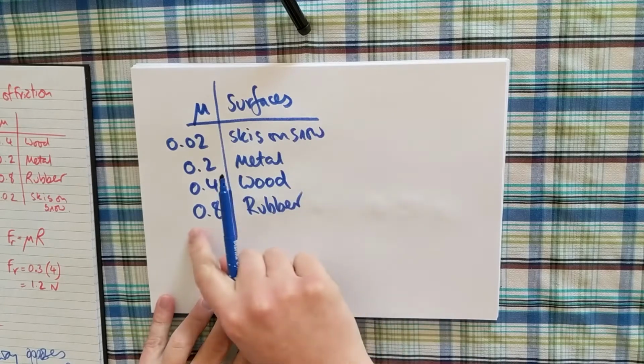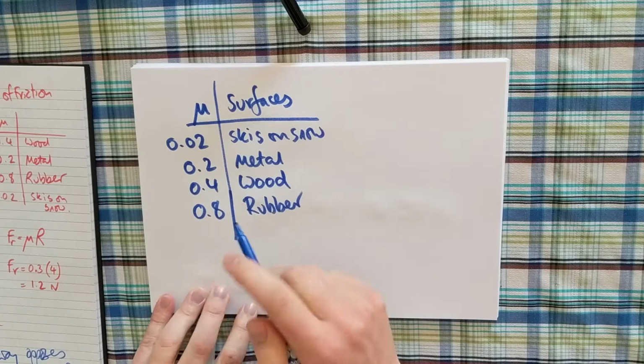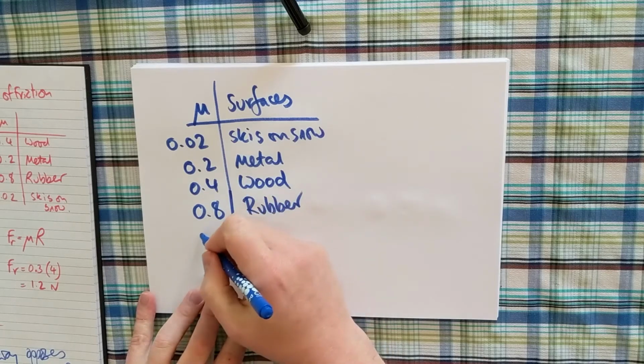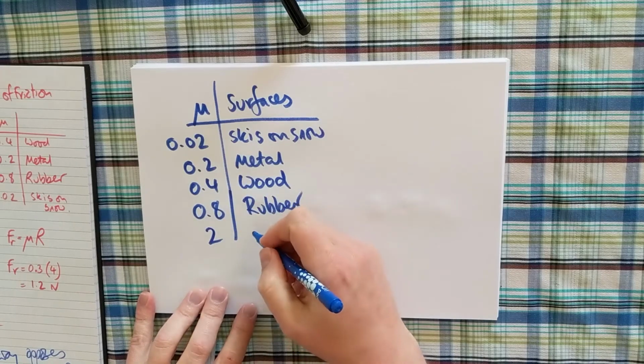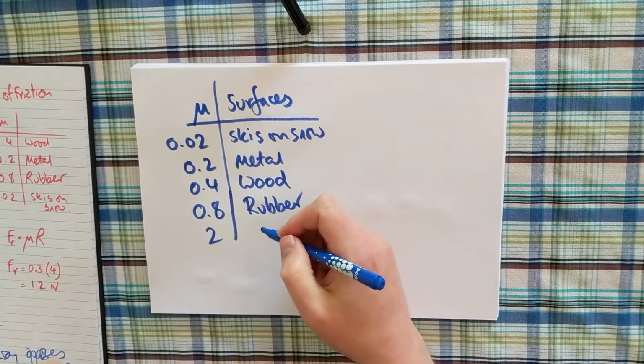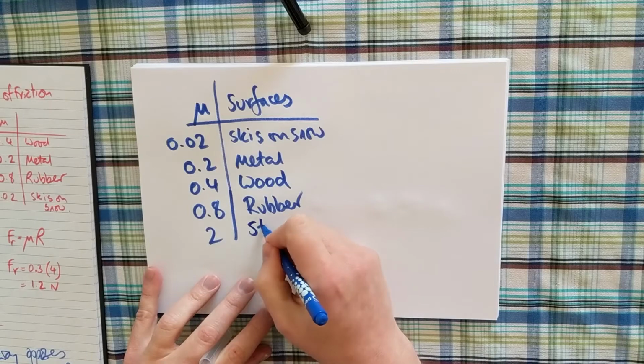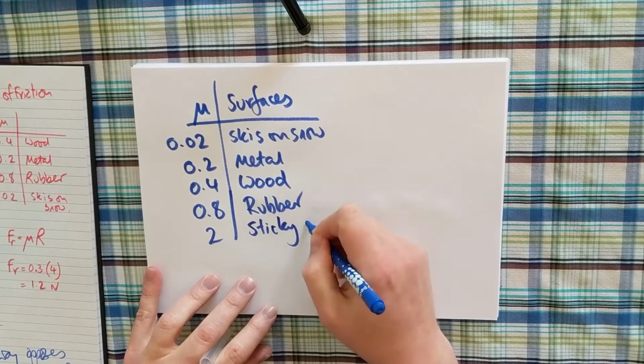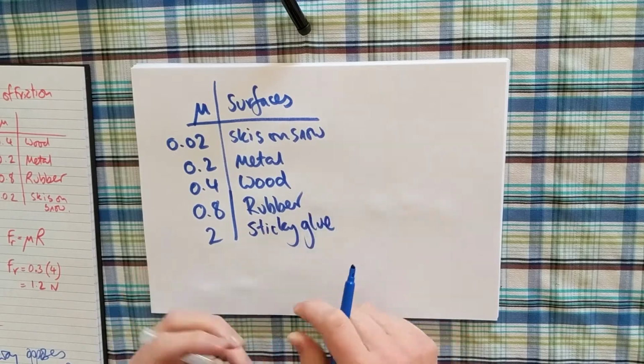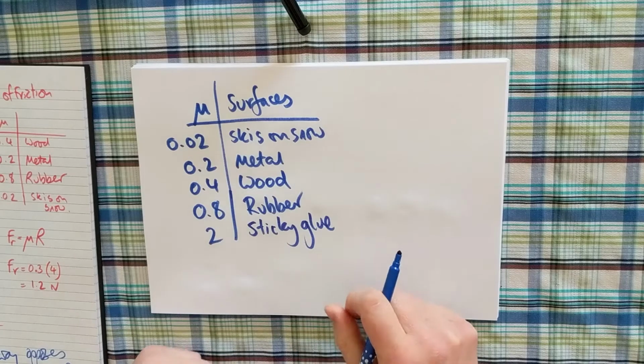And you can have values which are bigger. So if you had something like 2, that could be something that is covered in jam, like sticky jam or sticky glue, something which is really hard to push it along.